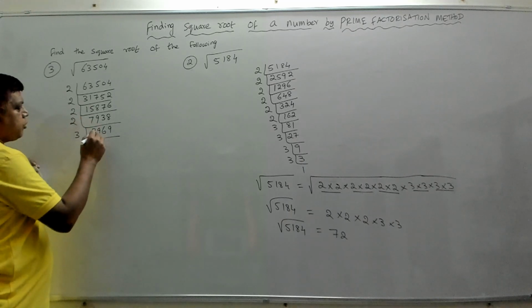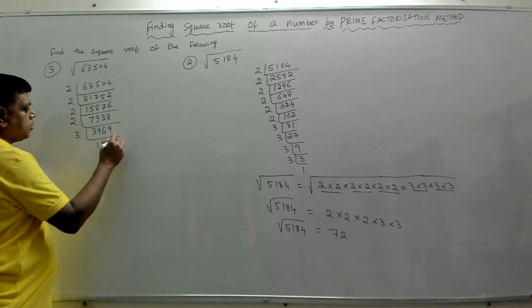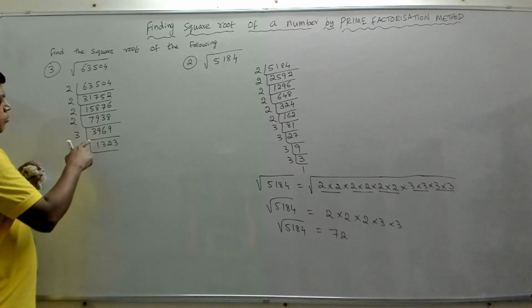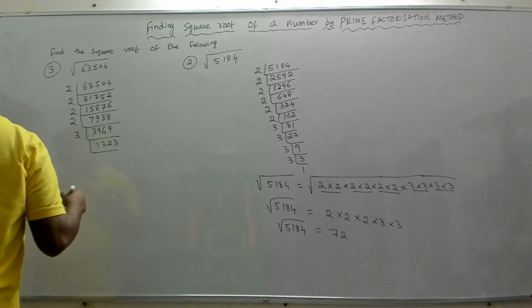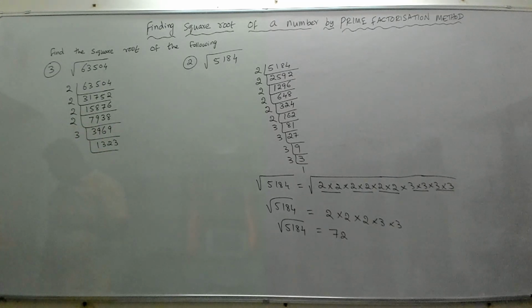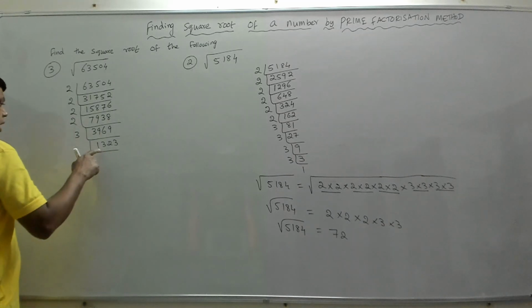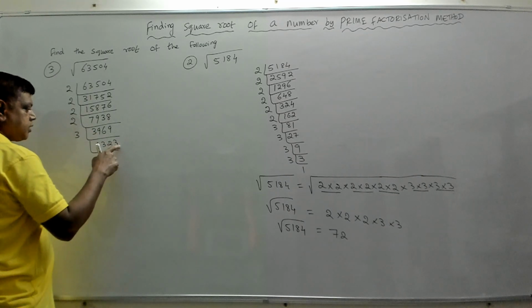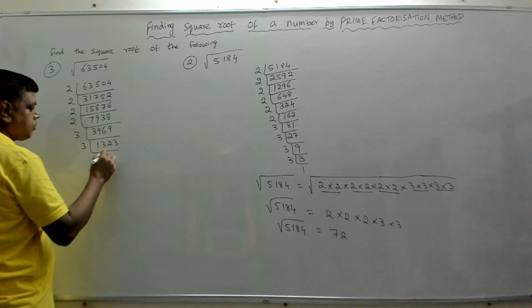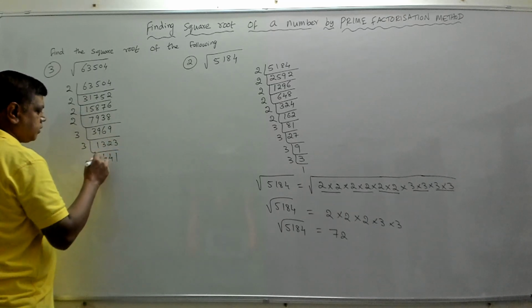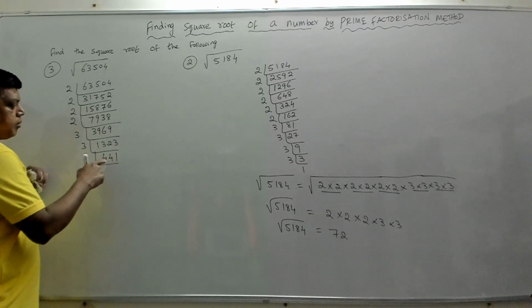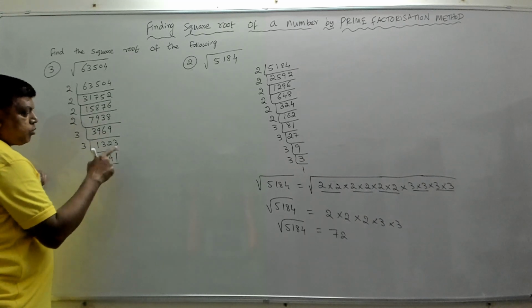So if we divide by 3, we get 1, 3, 2, 3. Right? 1, 3, 2, 3. Now again this number will go in 3, because 1 plus 3 is 4, 4 plus 2 is 6, plus 3 is 9. Again it is divisible by 3. How many times? 4 times 3 is 12, 4 times, 1 times. Then again this number is divisible by 3, because 4 plus 4 is 8, 8 plus 1 is 9.